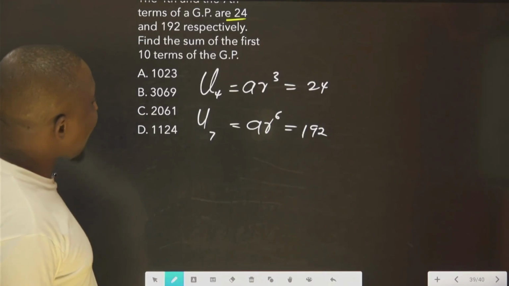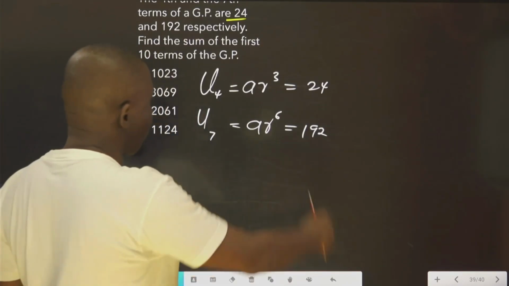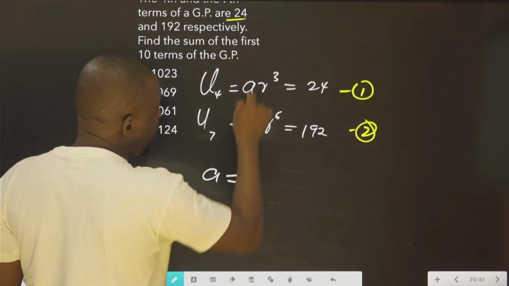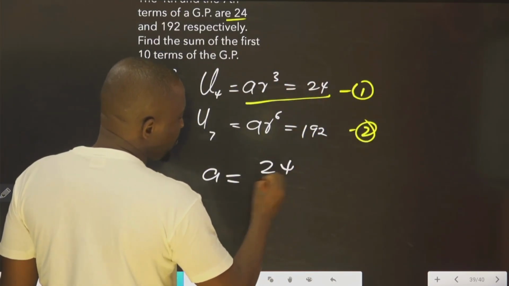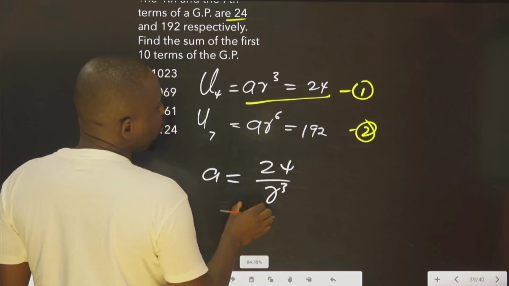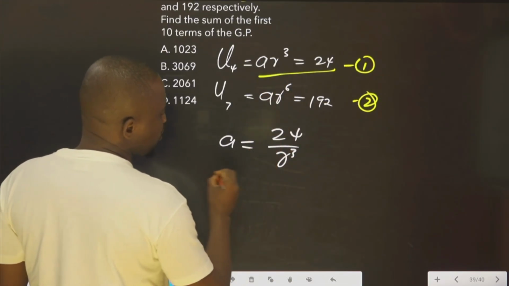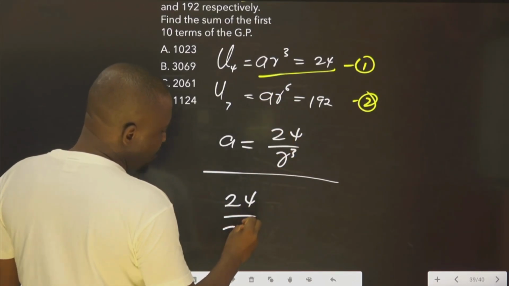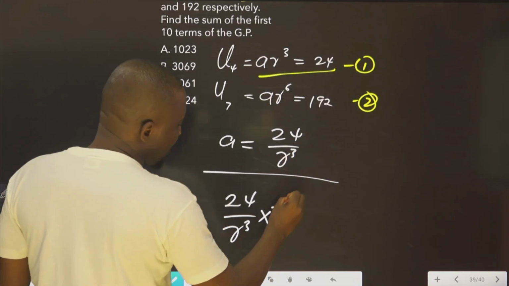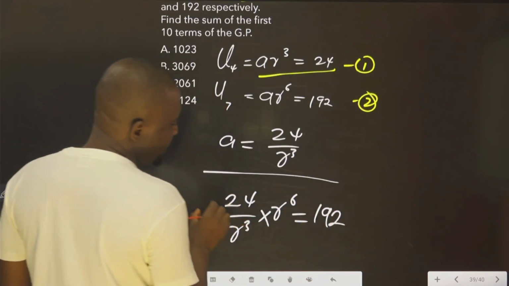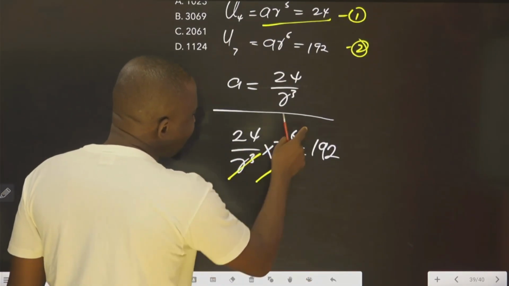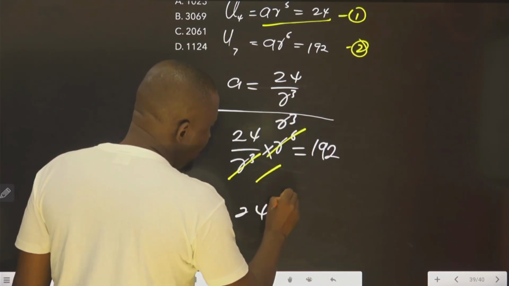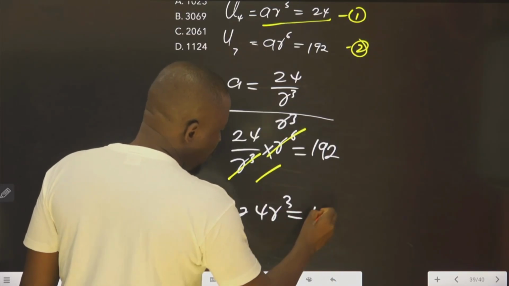Now, we first of all find A and R before we continue. From this first equation, we are going to find A. A, from here you can see that it's 24 over R raised to power 3. We are going to substitute this in equation 2, in place of A we put this value, that is 24 over R raised to power 3 multiplied by R raised to power 6 equals 192. Then we divide this to have R raised to power 3, that is to say 24 R raised to power 3 equals 192.